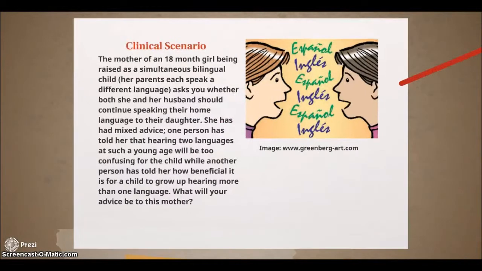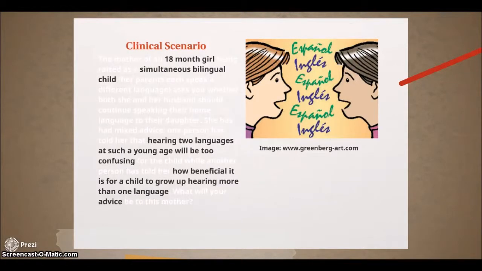To begin with, it is important to find the key points from the scenario. In this instance, we are examining the case of an 18-month-old girl being raised as a simultaneously bilingual child. Her mother wants to know whether hearing two languages will be confusing for the child or whether it might be beneficial towards her language development. Now that we have the key points, we can start to formulate a search strategy.